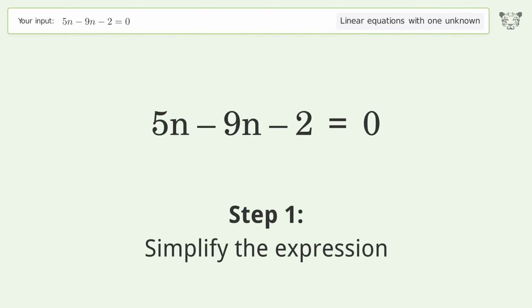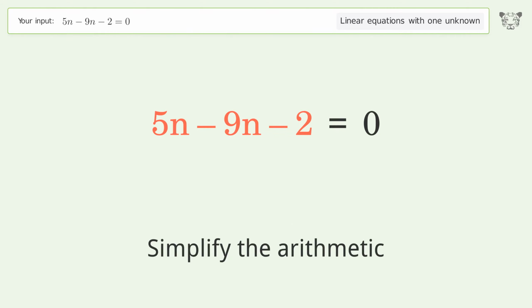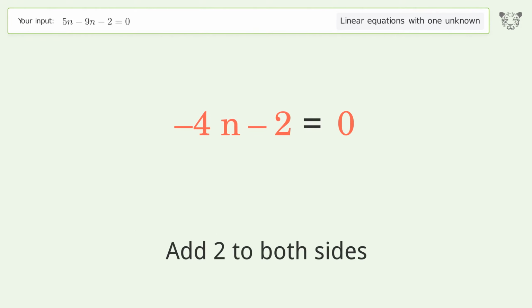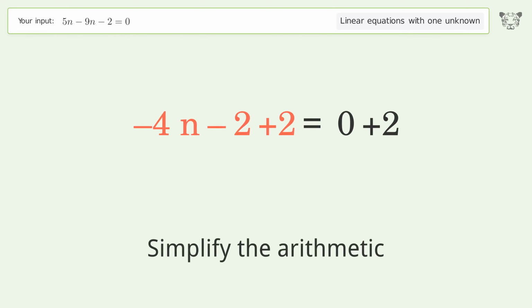Simplify the expression. Simplify the arithmetic. Group all constants on the right side of the equation. Add 2 to both sides. Simplify the arithmetic.